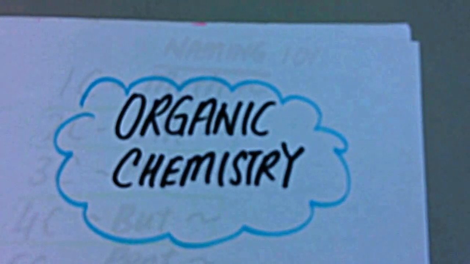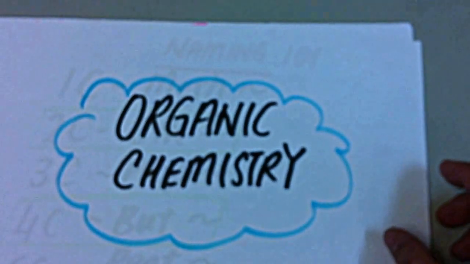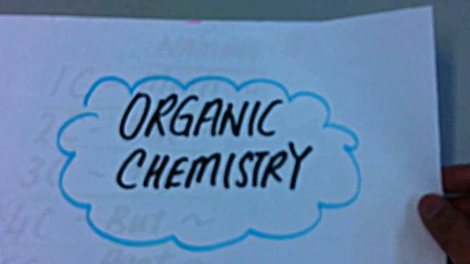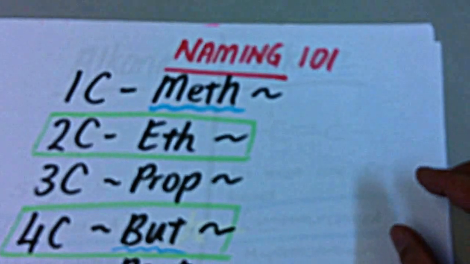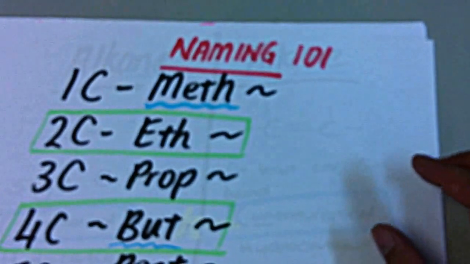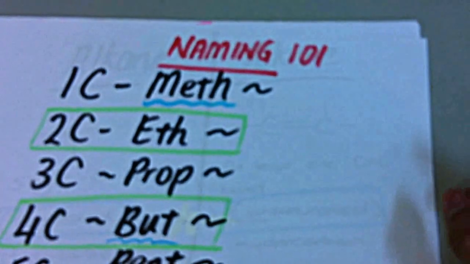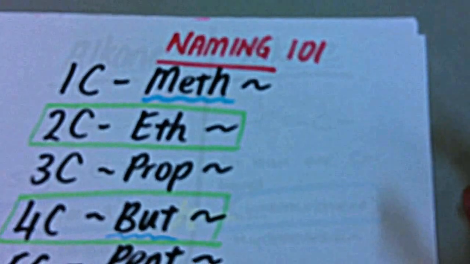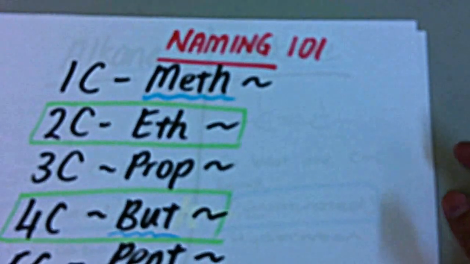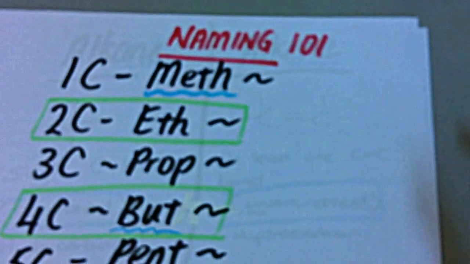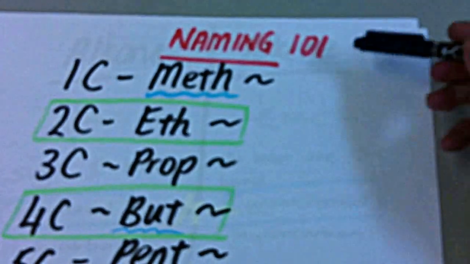Okay, the next video that we are learning here today is organic chemistry. So this is what we will be covering. Organic chemistry basically is the study of organic materials, things that are living, things that we use. So before we start that, we have to learn the naming 101.